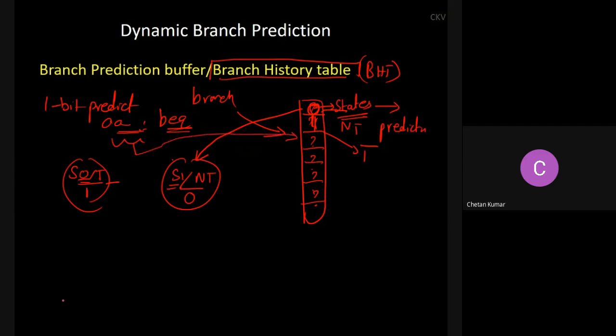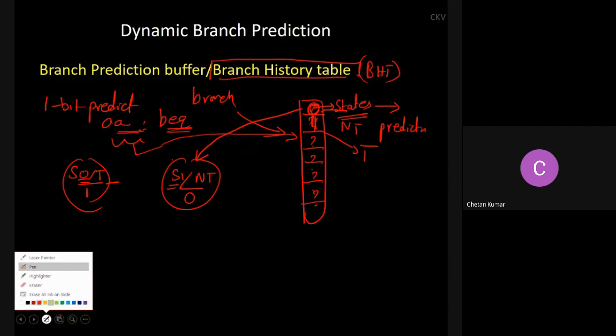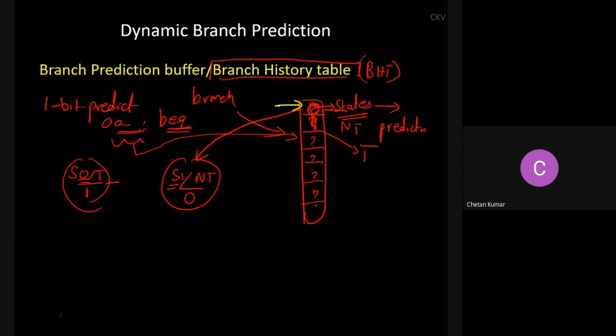The lower bits of this address will be used to access this memory. Let's say some branch is accessing the first location. When it sees that the branch is accessing the first location, it will see a 0 and it will predict that the branch will not be taken. Because it is 0, it is assumed that the branch prediction will be in this state.